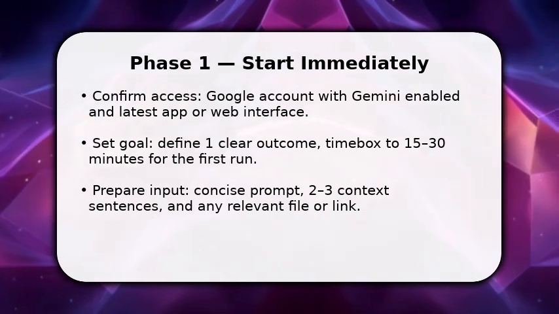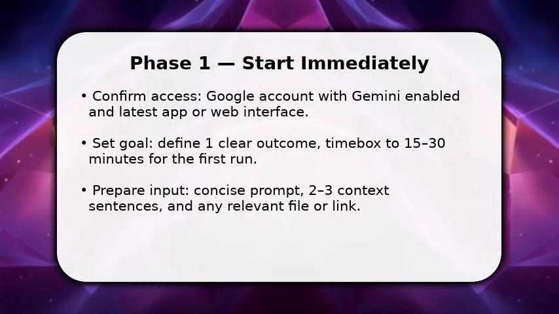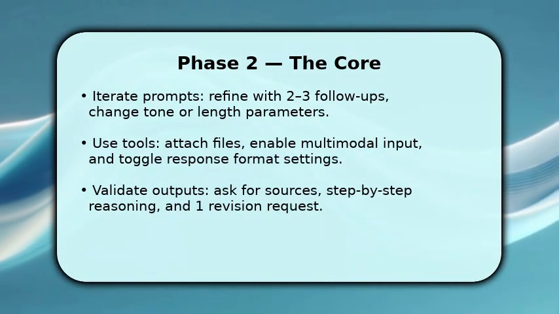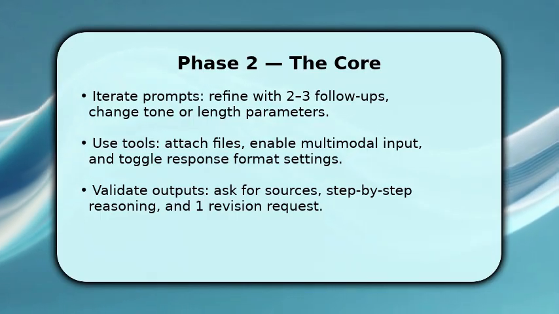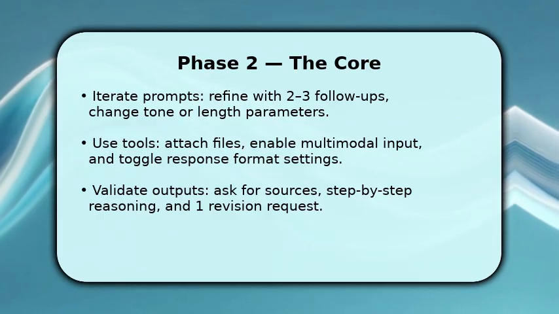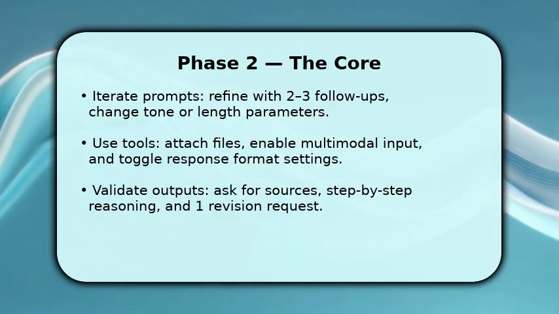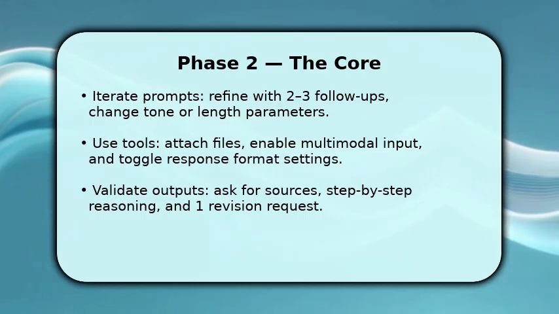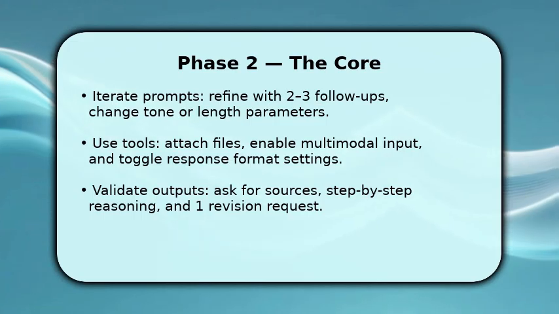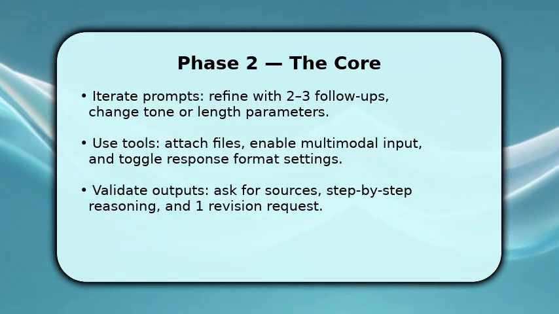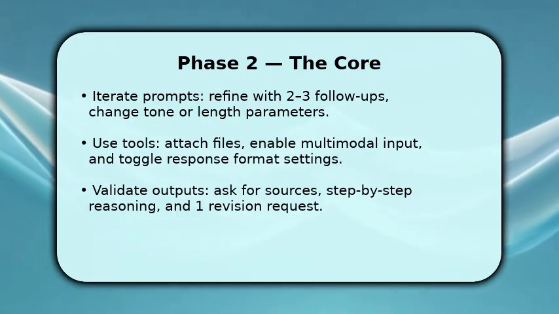You now focus on the middle work. Iterate prompts and guide Gemini toward your goal. Start with a base prompt, then follow up 2 to 3 times to adjust tone, length, or constraints. For example, request bullets or a one-page draft. Make sure to attach any files or use multimodal input if you have images or screenshots, and toggle response format settings so output matches your needs. For reliability, validate outputs by asking for reasoning, sources, and insist on one concrete revision.